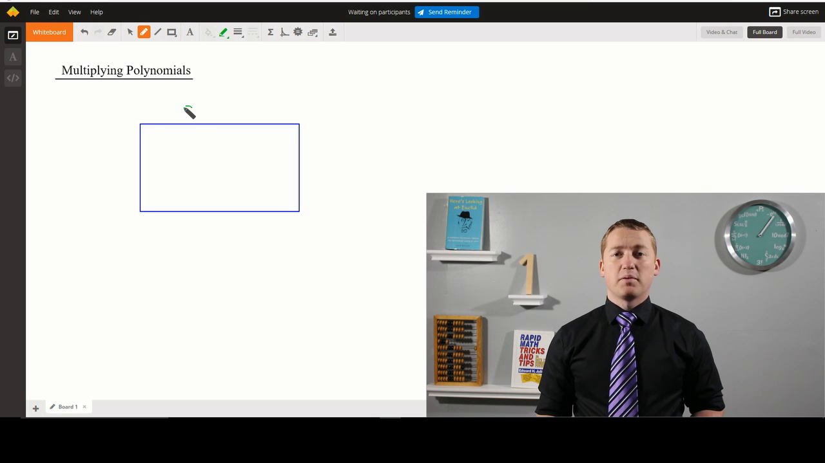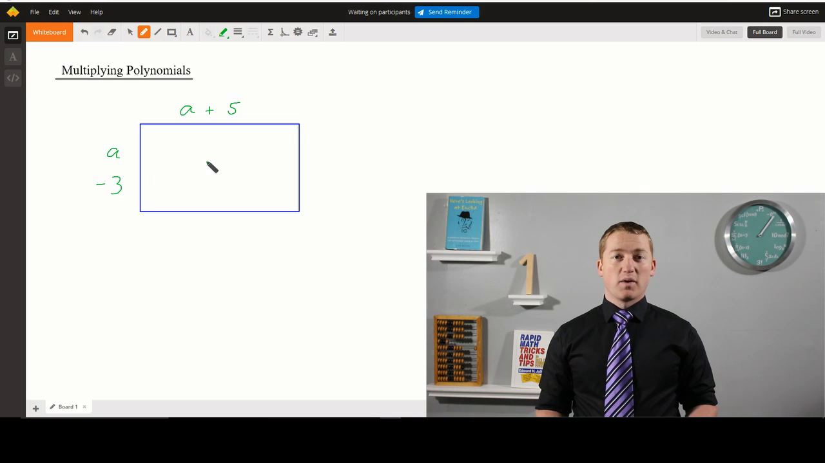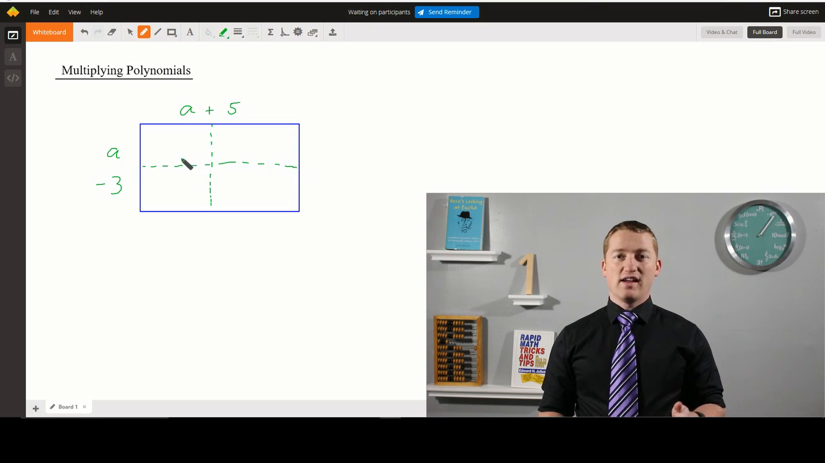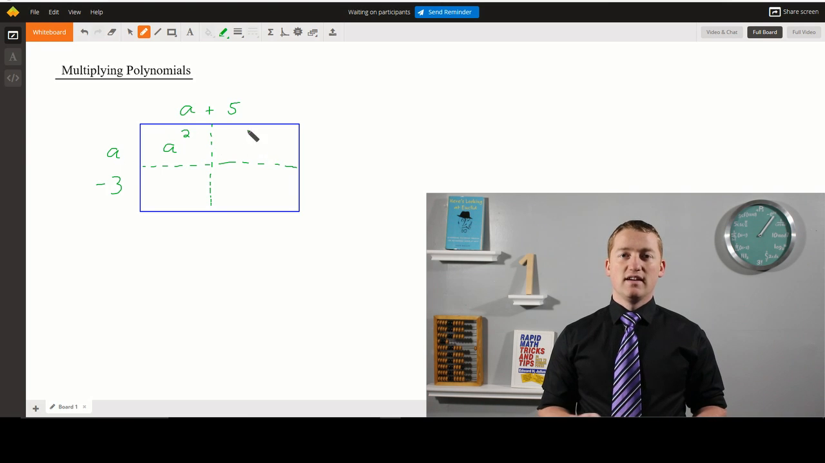Say we have a plus 5 is one side length, and a minus 3 is the other side length. We're going to break it in half here for the a and the plus 5, and then we're going to break it in half here for the a and the negative 3. So you have a here, 5 here, a here, negative 3 here. And again, we find where they intersect. So here you have a times a, which is a squared. Here you have 5 times a, or 5a. Here you have a times negative 3, or negative 3a. And here you have negative 15.